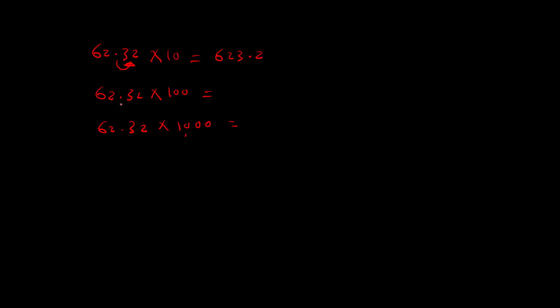Multiplying by 100, we will move the decimal point 2 digits to the right, 2 decimal places. So it will be 6232. And when we multiply by 1000, we will move the decimal point to the right 3 digits. So we have to put 0 here. It will be 6232 and put 0 here. So the product will be 62,320. So don't forget this rule.